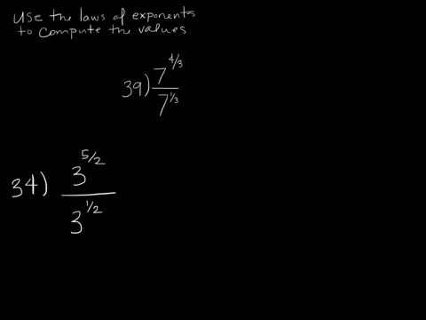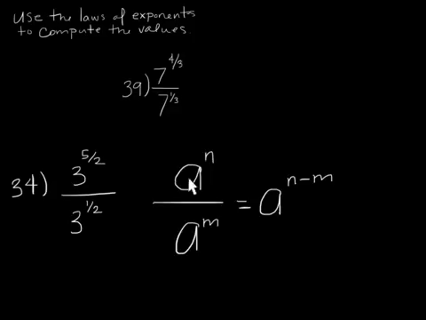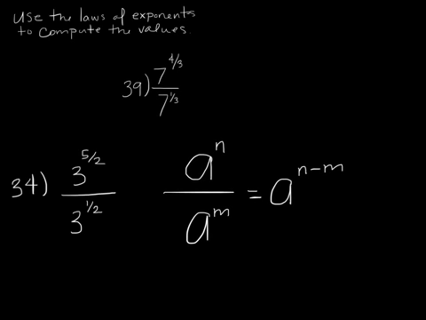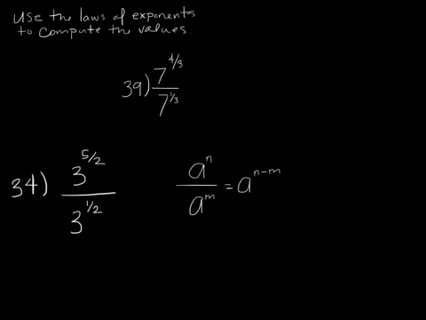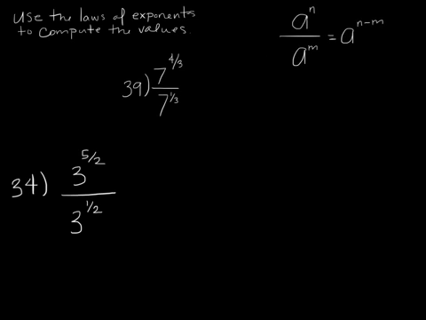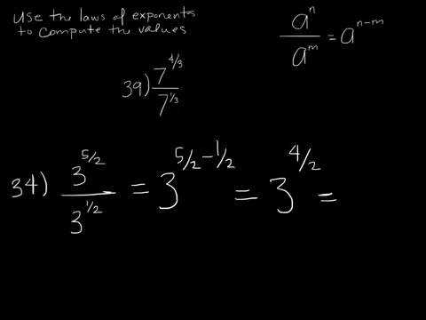So we're going to start by using this rule, which states that if you have the same base and you're dividing, you can simply subtract the powers. And that is exactly what we have here. Our base is 3, our powers are 5/2 and 1/2 respectively. So this is going to equal 3 to the 5/2 minus 1/2. And 5/2 minus 1/2 is 4/2, and 4 divided by 2 is 2. So we're left with 3 squared, which is 9. And we have answered our first problem.